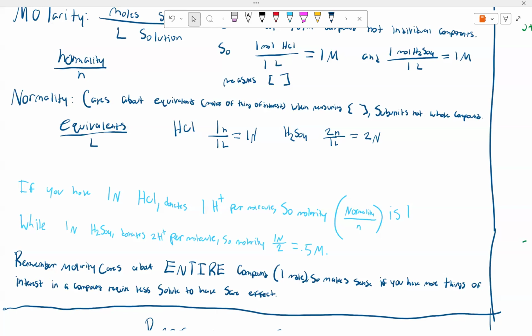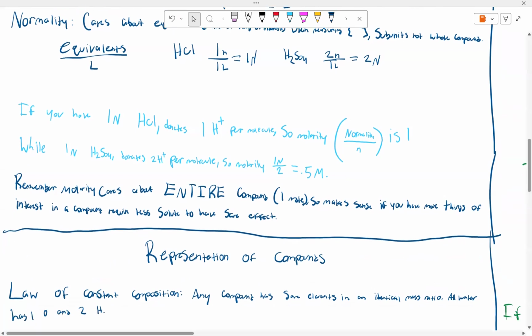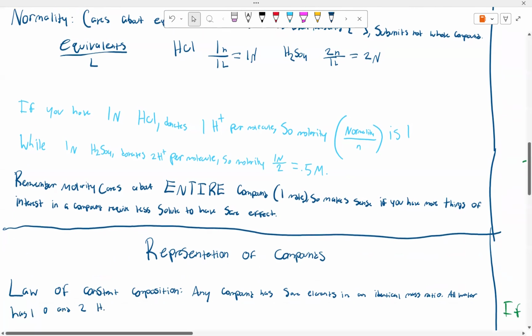So it makes sense: if you have one equivalent of it, you'll have 0.5 molarity, because to produce 1 mole of hydrogen you only need half of the total compound, so 0.5 moles essentially. And that's what this equation is saying. Just remember, with molarity you care about the entire compound, so 1 mole. It makes sense that if you have more things of interest in a compound, it requires less solute to have the same effect.